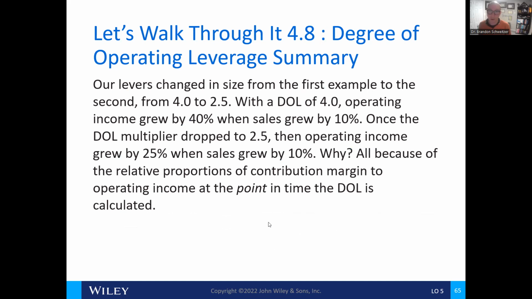With a change in the degree of operating leverage from 4 down to 2.5, our operating income grew by 40%. However, the sales only grew by 10%. The degree of operating leverage drops to 2.5, which means the income grew to 25%. All of this is relevant in proportion of sales.